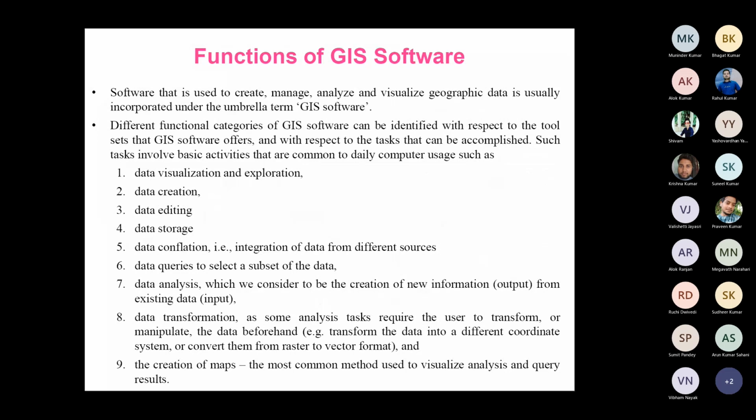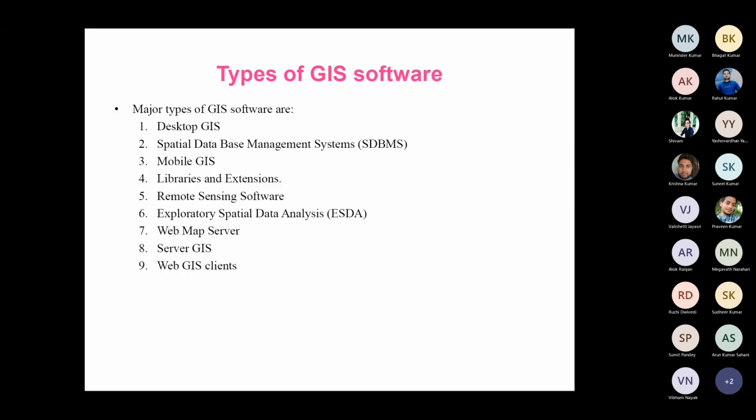Data creation, data editing. Data creation means you can perform digitization or other things. If there is any editing requirement, how we are going to store the data, what are the different file formats in which the storage could be done. Data conflation. Conflation means the integration of data from different sources. So whether we can integrate data from different sources or not. Like in QGIS, we are able to open Landsat data, OpenStreetMap, your own data and other things. Then data queries to select a data set, data analysis, which is already covered, data transformations, then creation of the output. These are the typical functions of GIS software.